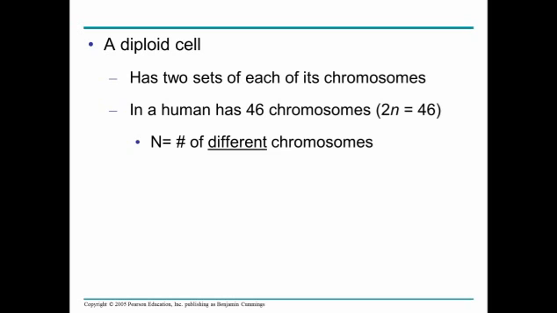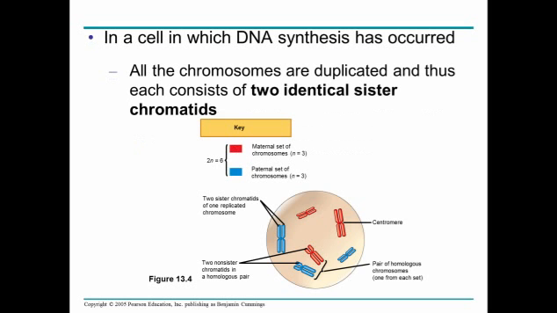So in a sperm cell, for example, n would equal 23. And when a sperm and an egg fuse, you have an n cell and an n cell combining to make a 2n cell. And then you add the two 23s to make 46. So 2n equals 46, or n equals 23, number of different chromosomes.